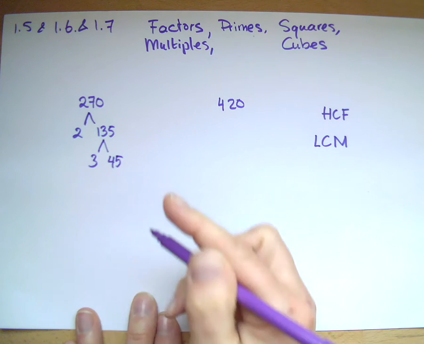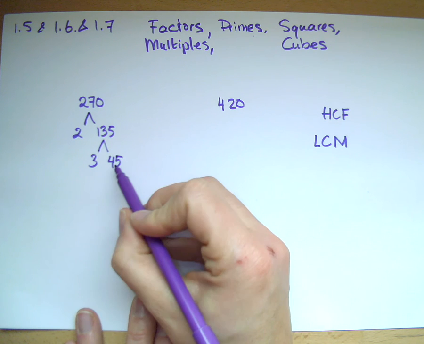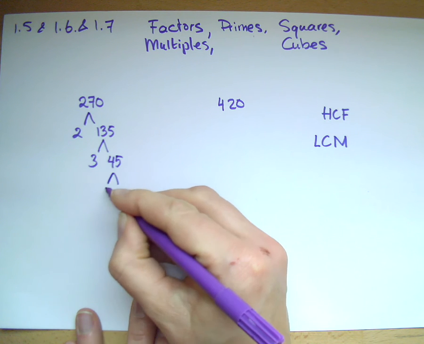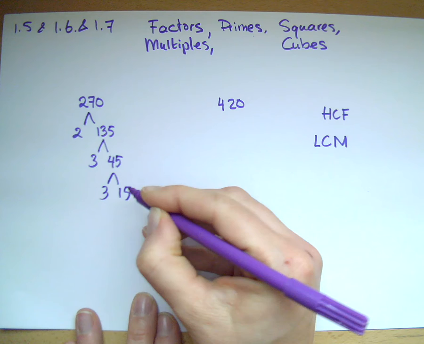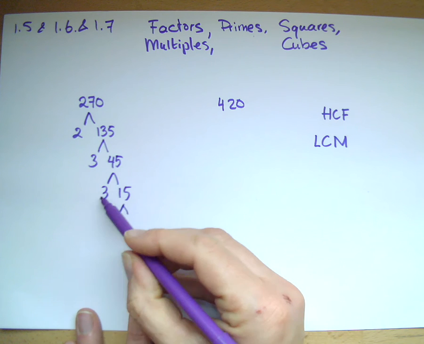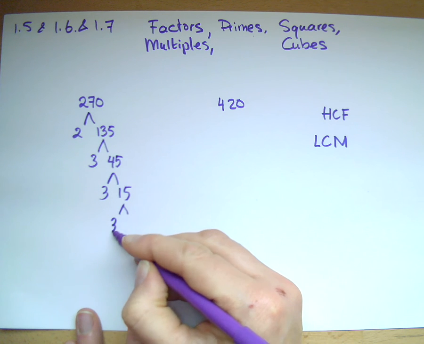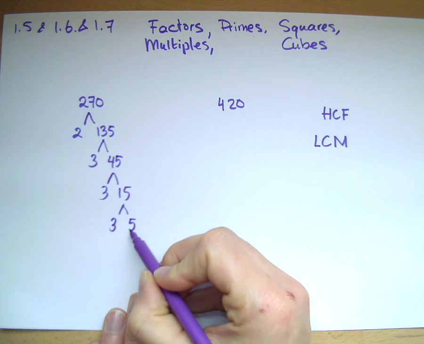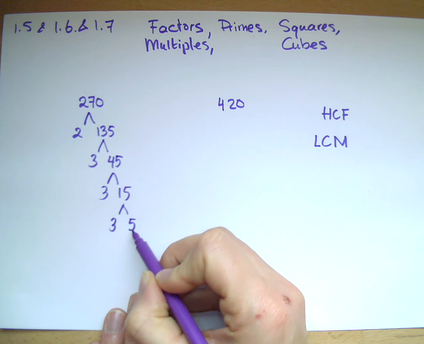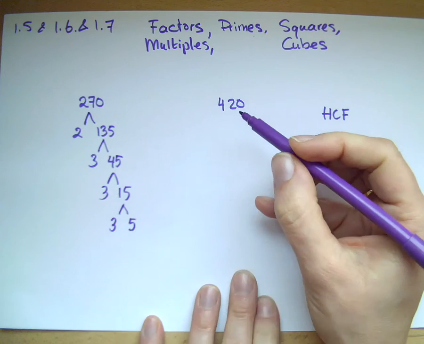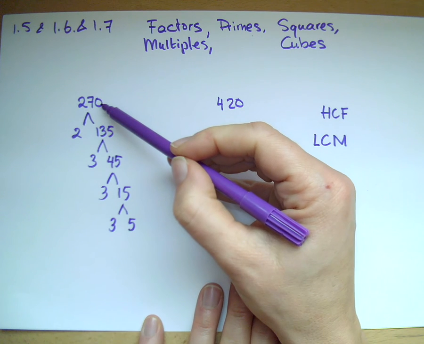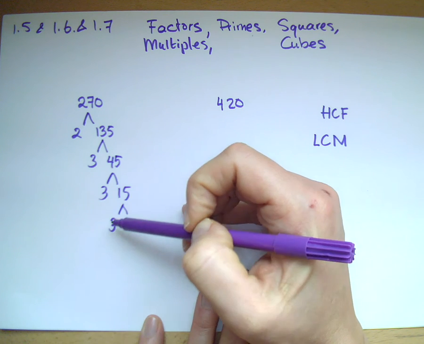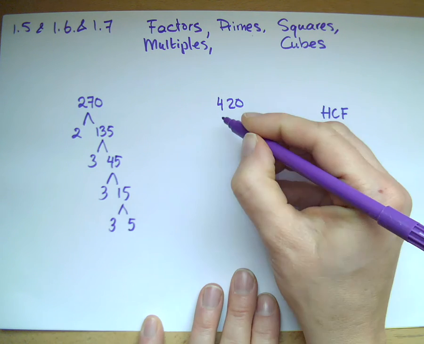So there we go. Now, is this divisible by 3? Again, it actually is, because 3 times 15. Is 15 divisible by 3? Again, yes it is. It's 3 times 5. Oh, and we're done because we notice this 5 is also a prime number. So 270 could be expressed as 2 times 3 times 3 times 3 times 5.